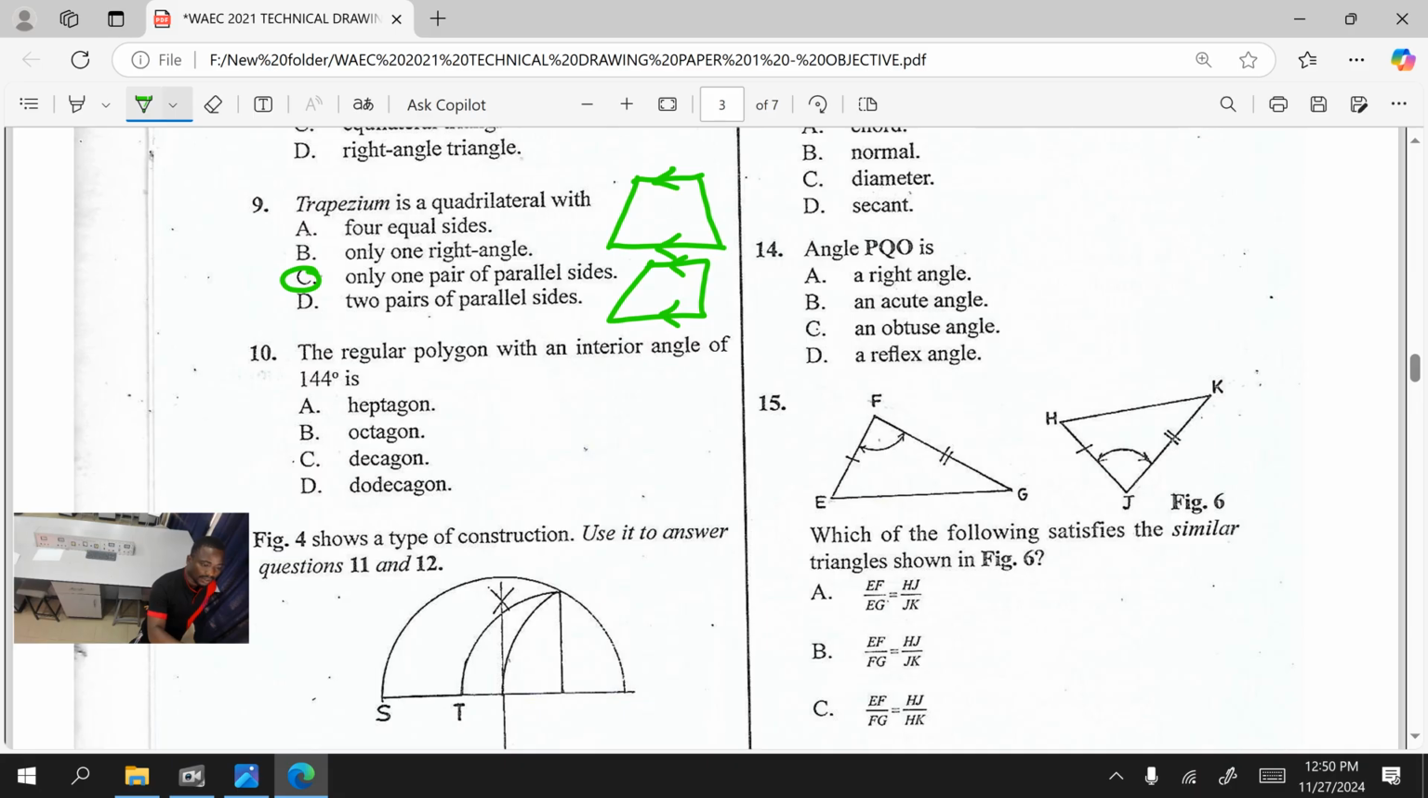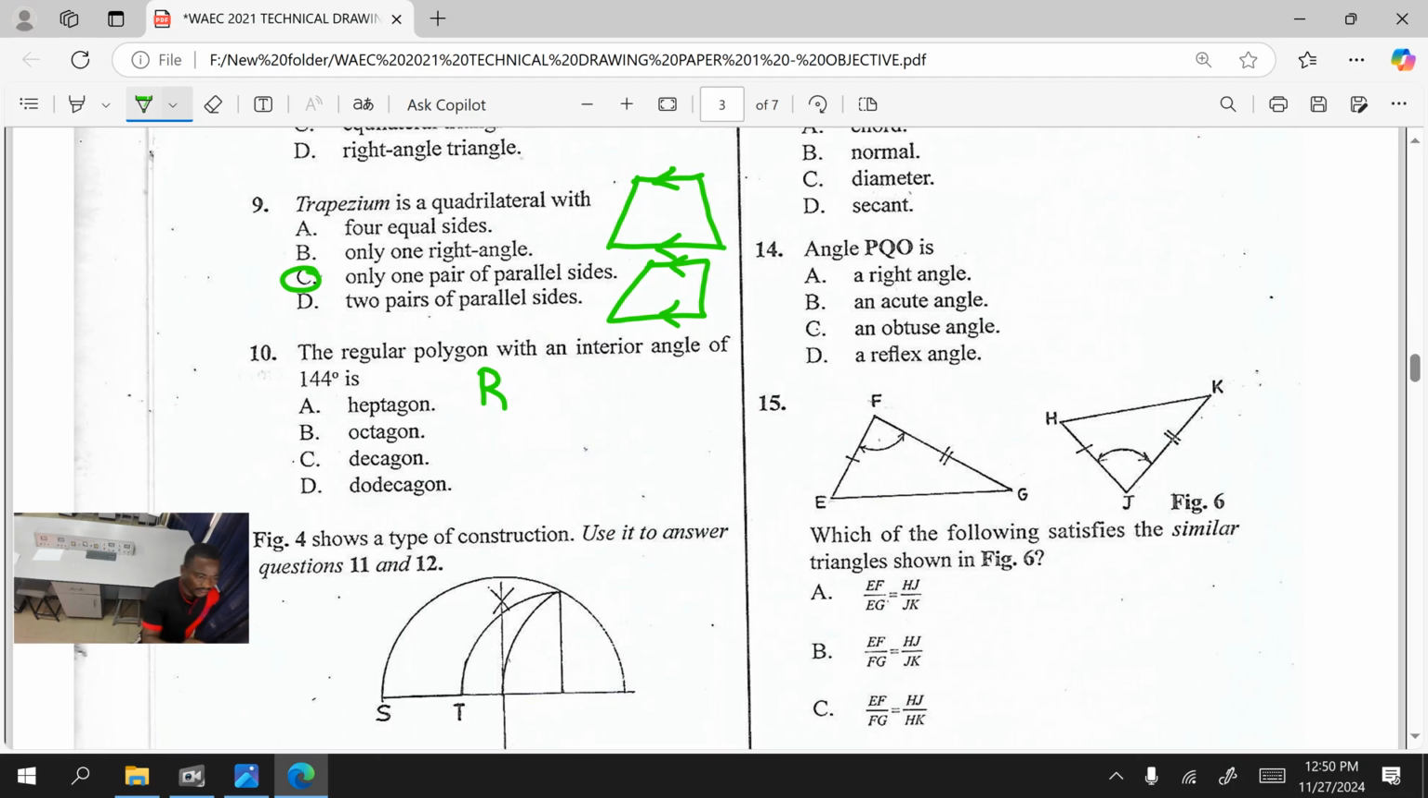So let me give you the formula. The formula for finding the interior angle of a regular polygon is equal to (n minus 2) into bracket 180 degrees. If you are looking for the sum of the interior angles, you are going to use this method. But when they are asking you for one of the interior angles, you are going to divide it by n. Do you get it now?